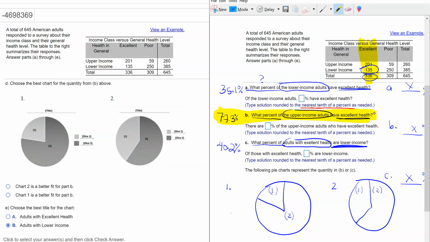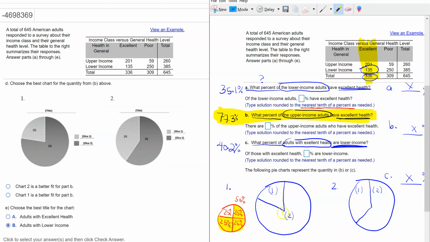So I just have to choose between these pie charts and see which one best represents a little more than 75%. I'm thinking back to my benchmark percents. Half would be 50%. If I broke it into quarters, it would be 25%. If I add 3 of those quarters, that'd be 75%. So 75% would look like this.